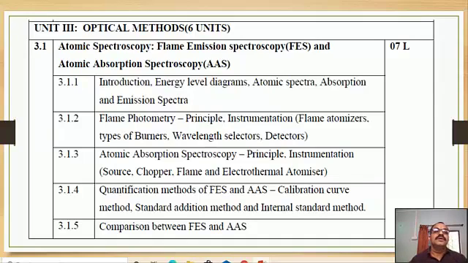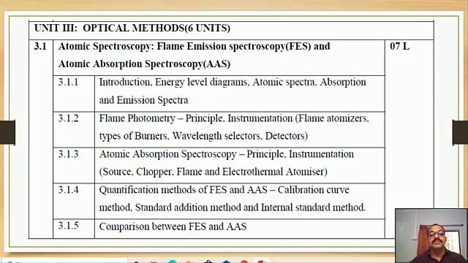The first instrumental technique is atomic spectroscopy, in which we are dealing with two instrumental methods: flame emission spectroscopy, abbreviated as FES, and atomic absorption spectroscopy, abbreviated as AAS. In this topic, we have to study the introductory part, energy level diagrams, atomic spectra, absorption and emission spectra. Then with respect to flame photometry, we have to learn the principle involved and instrumentation. Again, with respect to atomic absorption spectroscopy, we have to learn principle and instrumentation.